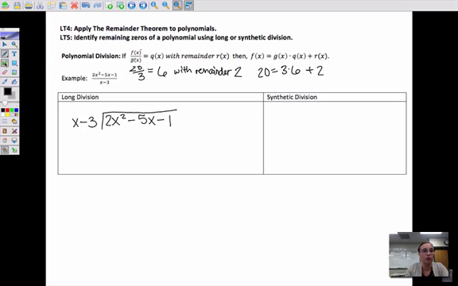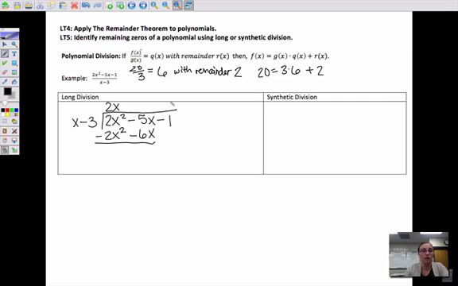So basically what we're going to do is figure out x times what will equal 2x squared. So x times 2x will get you 2x squared. So I'm going to multiply 2x by x minus 3 and write the answer under here. So 2x times x gets me my 2x squared. 2x times minus 3 is minus 6x. So the basic idea here is I want to find what is going to multiply by x minus 3 to get rid of this first term here. So 2x times x equals 2x squared.